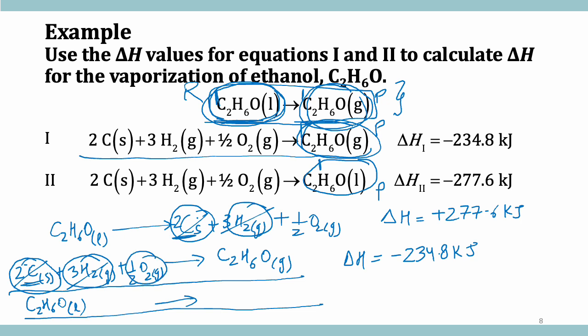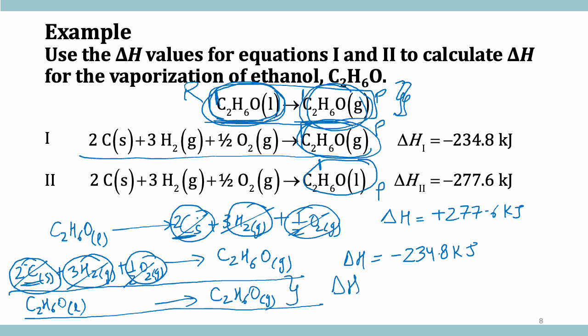I have half oxygen on the reactant side, half oxygen on the product side, so they cancel each other out, which means I have nothing else on the reactant side. On the product, C2H6O gas. Everything else is also cancelled out. That is exactly what I wanted. The question asking me this, I have this.